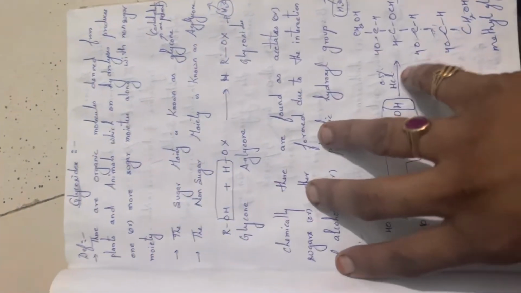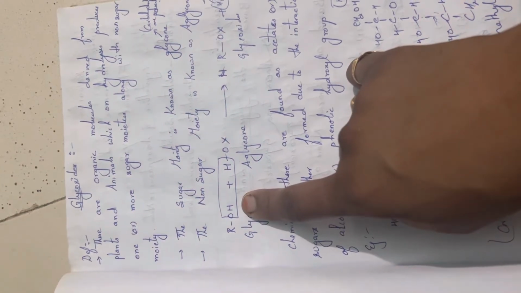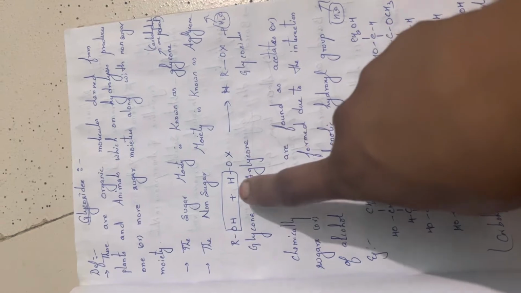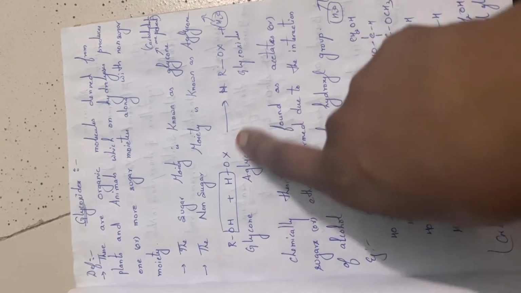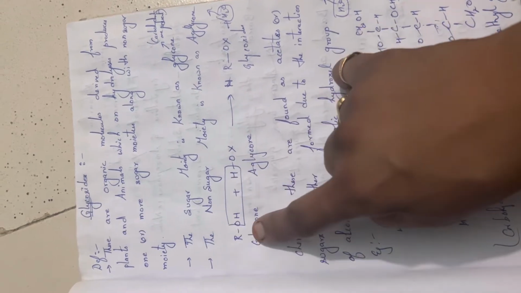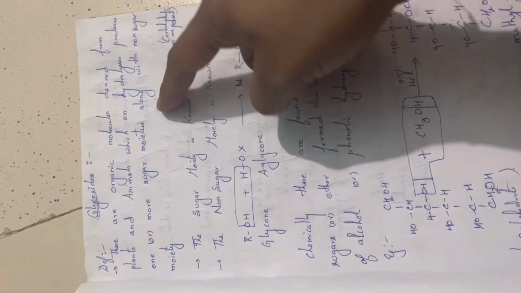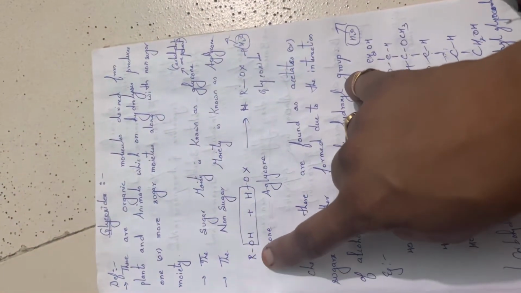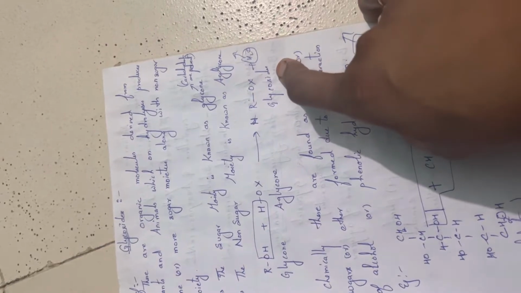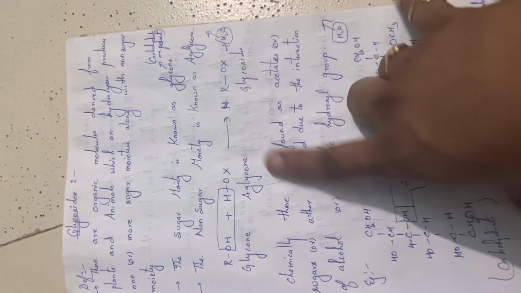For example, glycone ROH plus aglycone HOX. When you combine both of them, you liberate water, and the remaining product is ROX, which is a glycoside. Understood? So that is about glycosides.